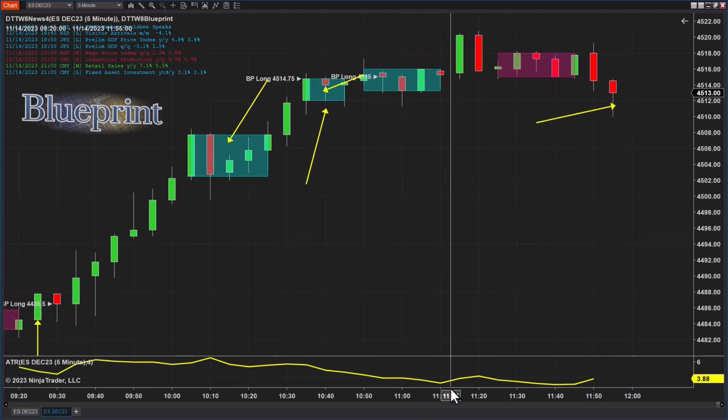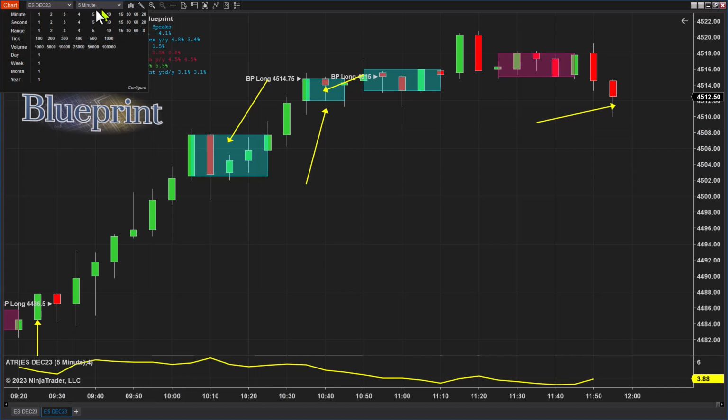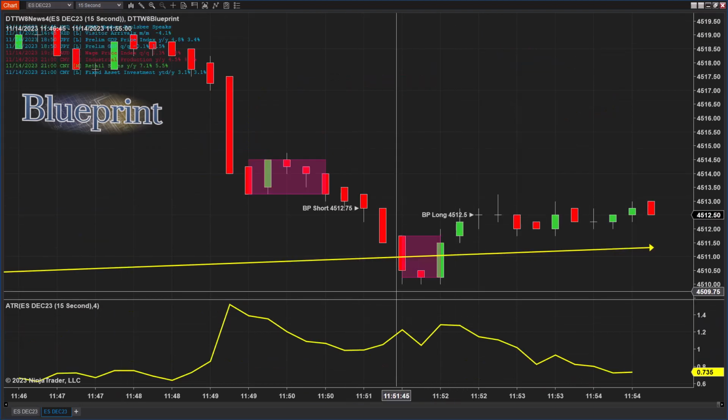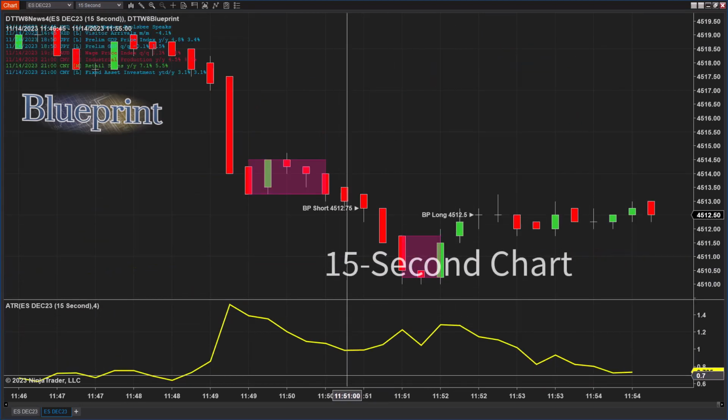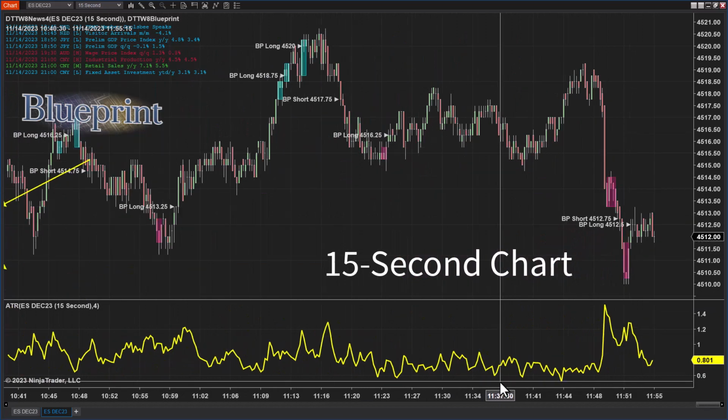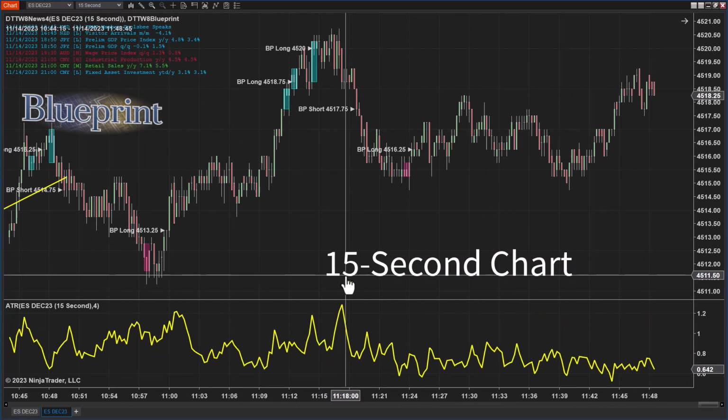Actually, we'll see it live. So that's good. So that's a 5-minute chart. Let's take a look at a 15-second chart. You know what? I don't do that a lot. Let's do 15 seconds. So this is 15 seconds, and 15 seconds obviously is very fast.